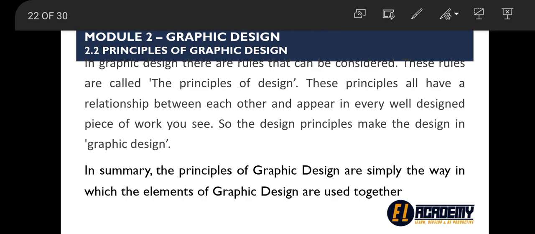Now, this particular principle is, in summary, simply the way in which the elements we discussed in the other video are used together. And that's where the problem mostly comes from for a lot of graphic designers, especially beginners.